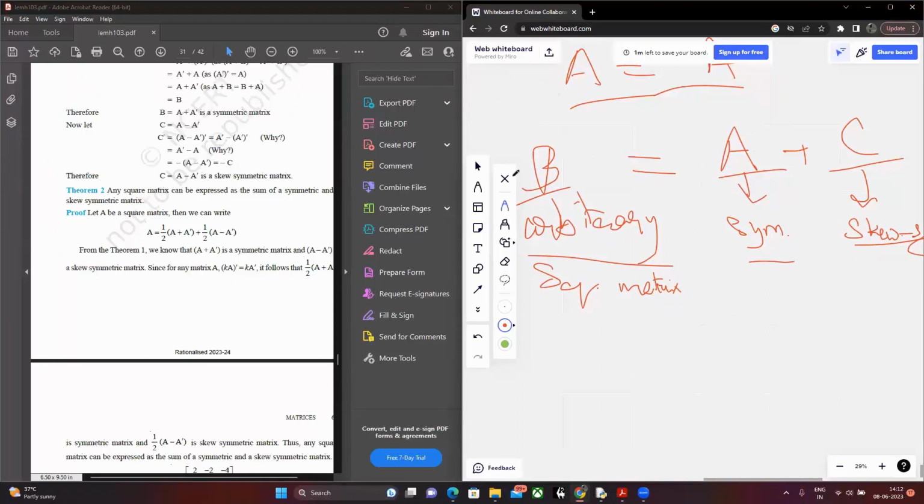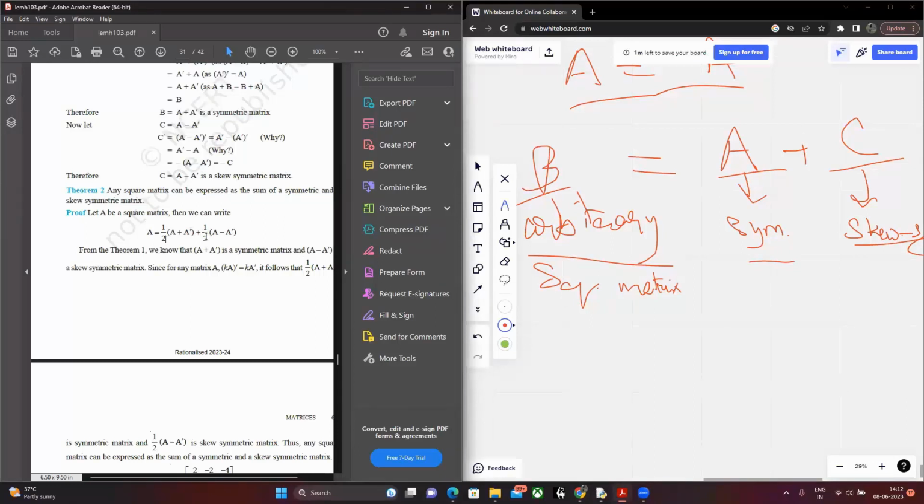But you can't apply it on an arbitrary square matrix, but you can only apply it on symmetric or skew symmetric. Then what you do is you basically just dissolve the whole matrix into the sum of two matrices, of which one is symmetric and the other is going to be skew symmetric. You write it in this form, right, where A is going to be equal to half of A plus A dash plus half of A minus A dash, right?